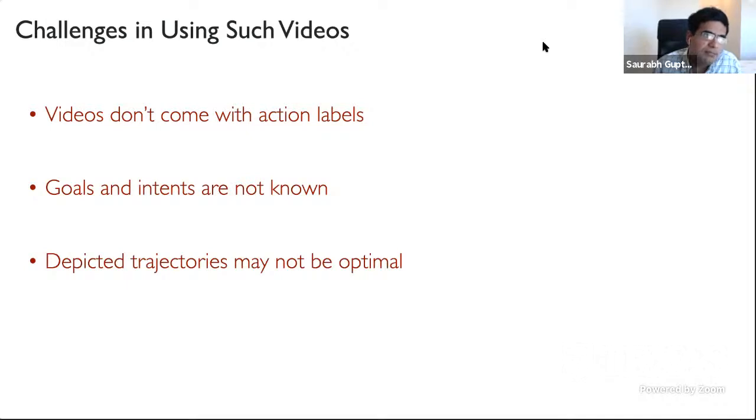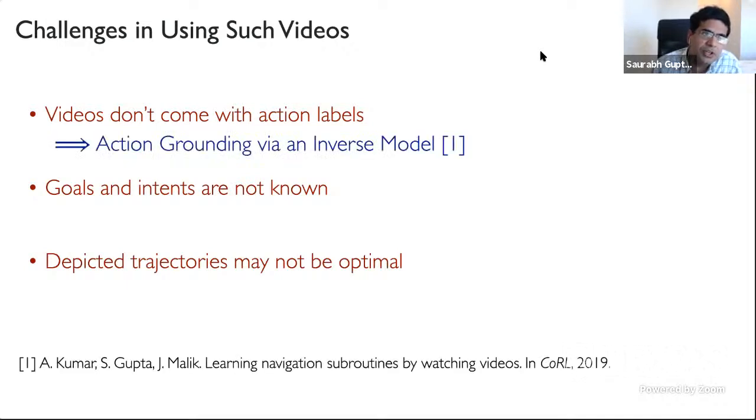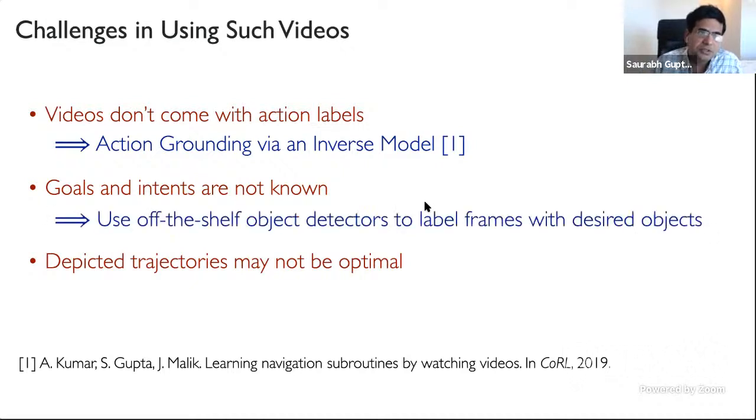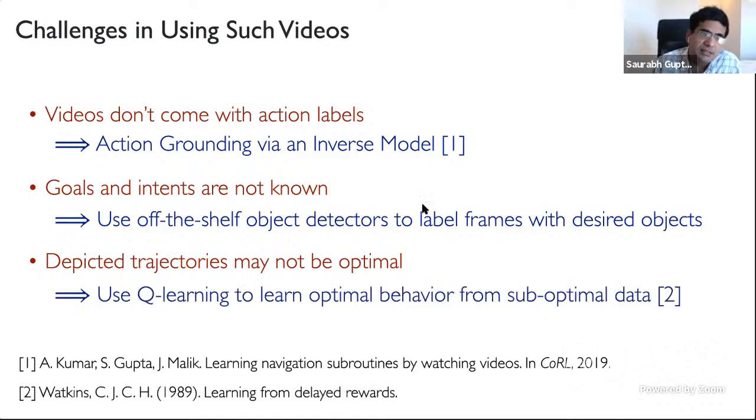I guess in the interest of time, I won't go into all the nitty-gritty details. But videos don't quite come with action labels. It's not clear how you use these videos for learning how to act in the world. We don't know what the goals and intents of whoever was collecting this particular video were. And the depicted trajectories might actually not be optimal. It turns out all of these problems can go away if you use two tricks. One trick is you synthesize labels.